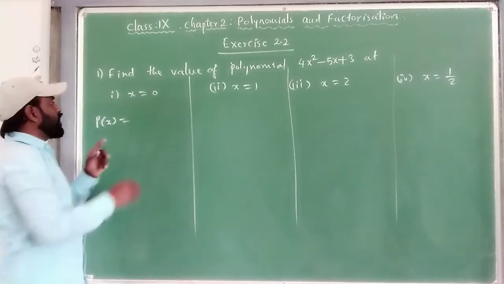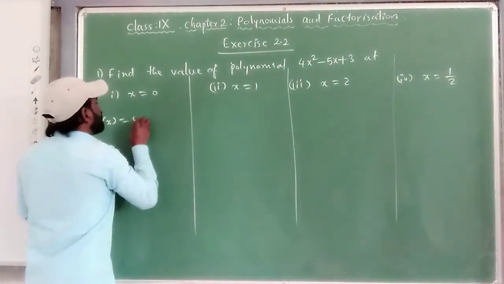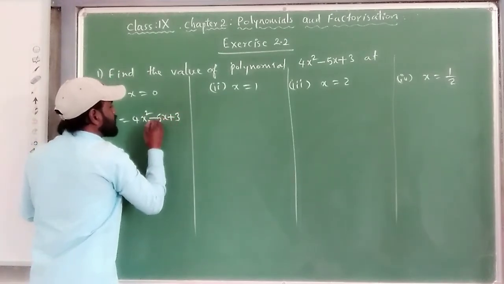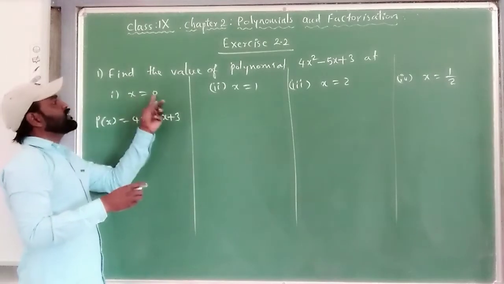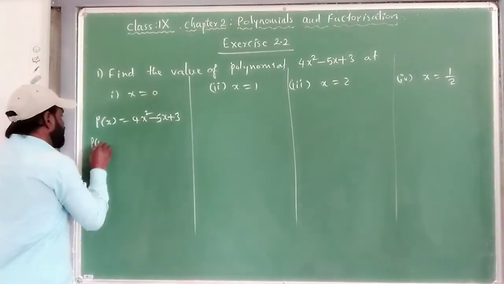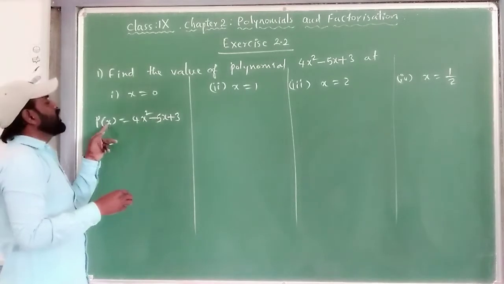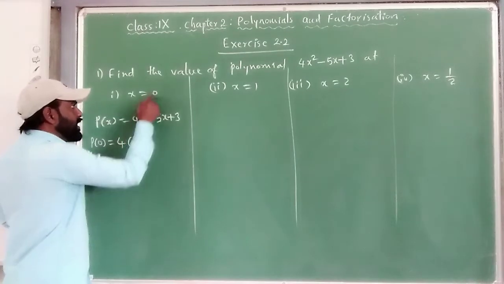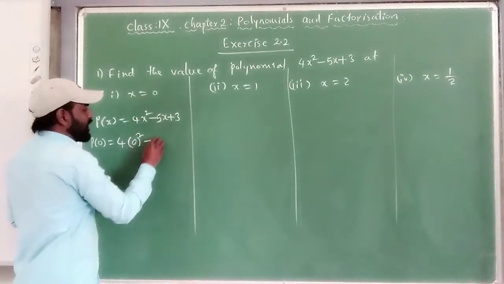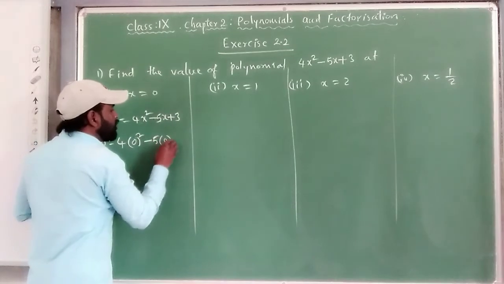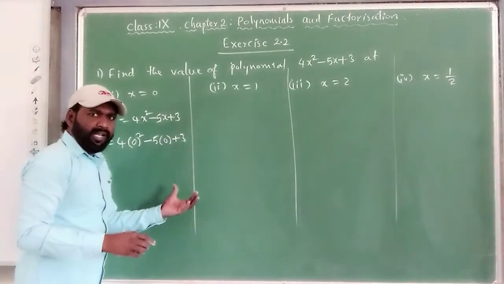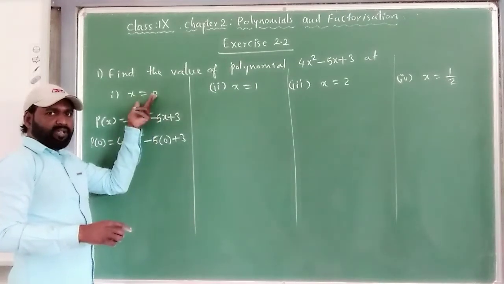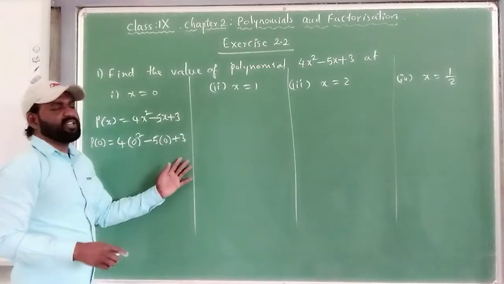Now x is equal to 0. Actually p of x is equal to 4x square minus 5x plus 3. This polynomial's value at x is equal to 0 we have to find. That means p of 0 is equal to, in place of x we just substitute 0 and simplify. 4 into 0 whole square minus 5 into 0 plus 3. We need to do only that: in place of x, just substitute the value given. After that, go for simplification.